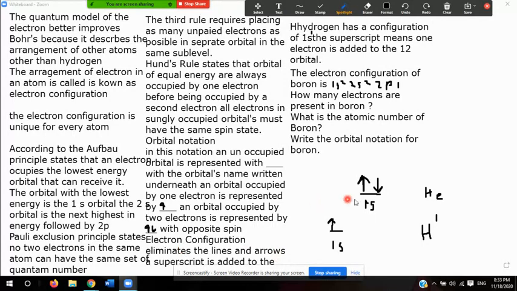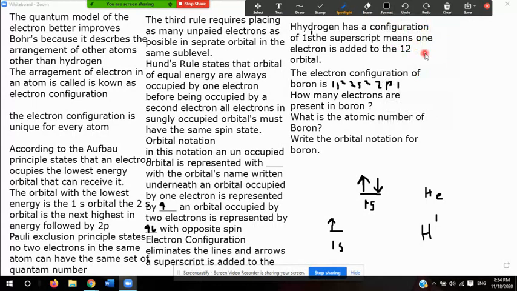So we talked about orbital notation, which is this. This is referred to as orbital notation. Now we're going to talk about electron configuration. Electron configuration eliminates the lines and the arrows. A superscript is added, and hydrogen has a configuration of 1s1. The superscript means the hydrogen has one electron, and it means one electron is added to the 1s orbital. There's a mistake there. It's supposed to say 1s orbital.